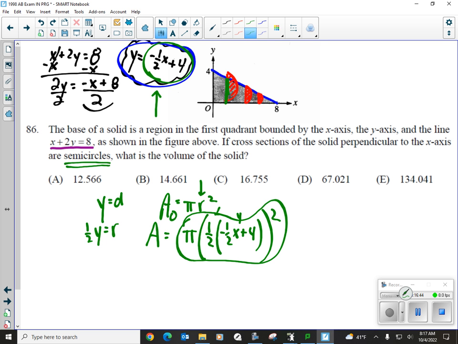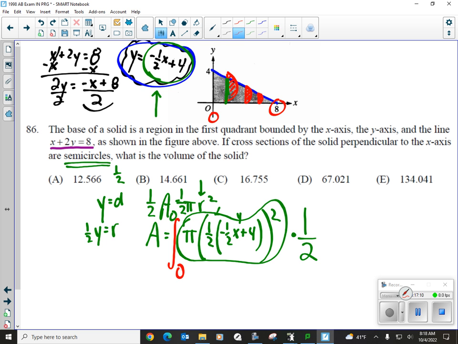If they're semicircles, I don't want the area of the whole circle. I want an area of half of my circle. So I want half of this area, which means what I do to one side, I have to do to the other, which means I'm going to have to multiply this whole thing by a half. Oh my goodness. That means I'm going to integrate this whole mess from 0 to 8.